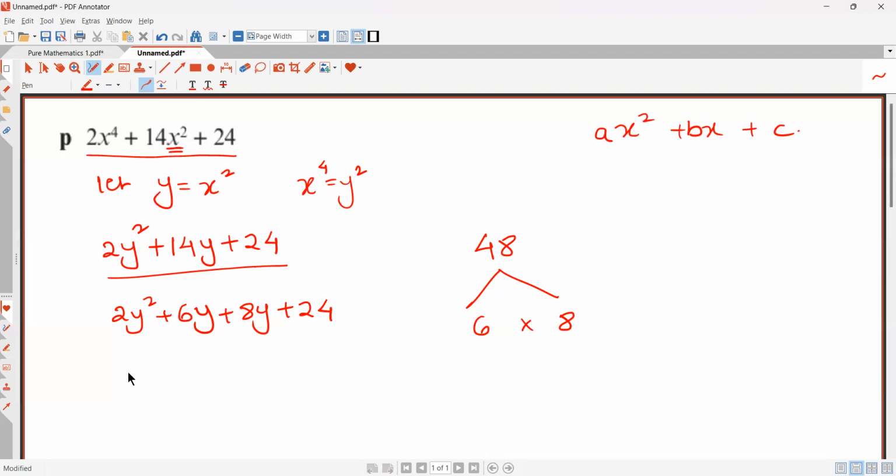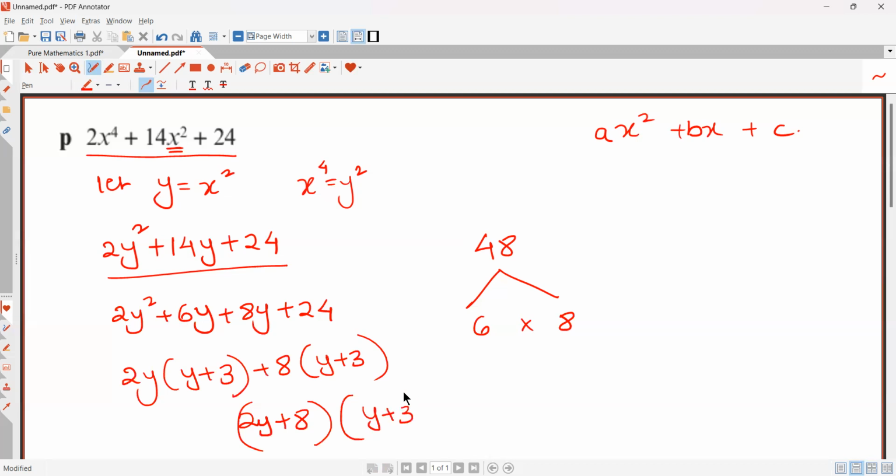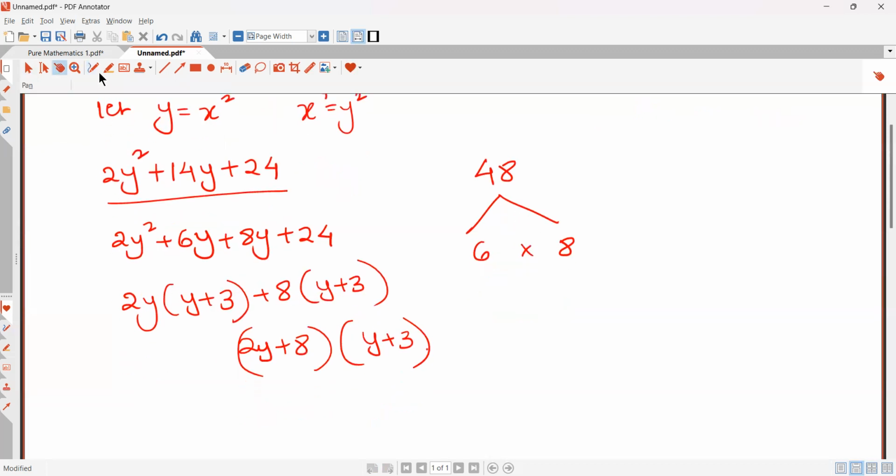Now, if I take 2y common, it becomes y plus 3. Yes. If I take 8 common, again it's going to be y plus 3. So what is your final answer going to be? 2y plus 8 and y plus 3. But this is not your final answer. My question was in terms of x, so my answer has to be also in terms of x. What was y, by the way? x squared, right? So in place of this y, can I write 2x squared plus 8 and x squared plus 3.